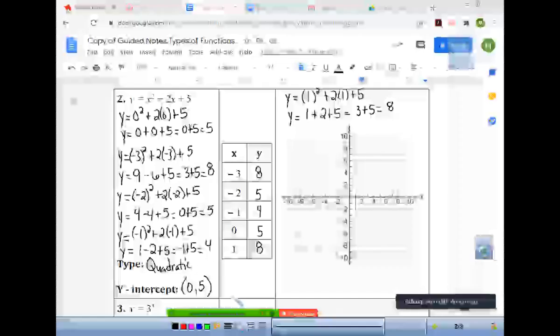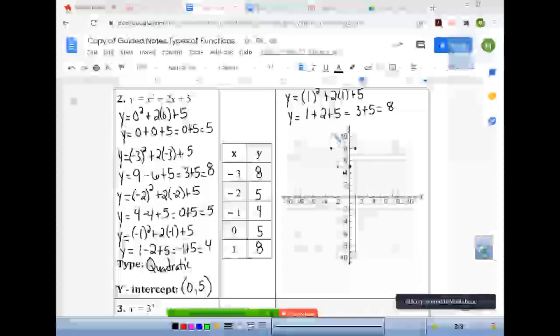So these are going to be my 5 points I can use to graph this quadratic. So we got -3, 8, -2, 5, -1, 4, 0, 5, and 1, 8.